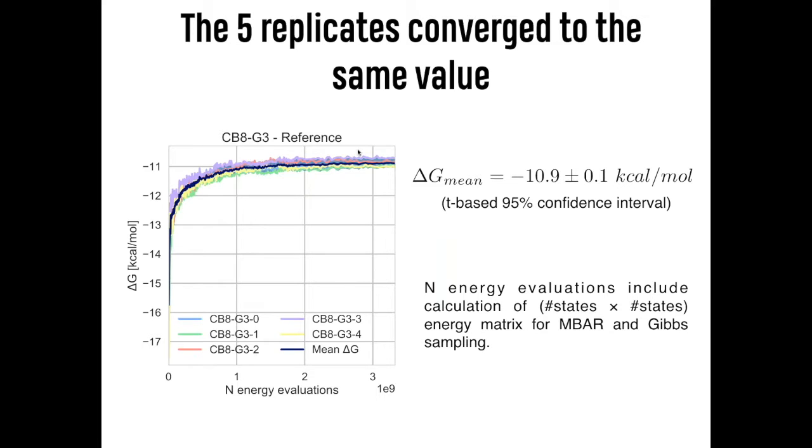Okay, the good news is that the reference calculation seems to have converged to the same value. We hope this is the right value, but this is already good news. So this is the mean free energy across these different replicates with 95% t-based confidence intervals. And the number of energy calculations here include also the calculations that we need to perform to compute the full energy matrix that we feed to MBAR and that we use to run Gibbs sampling very fast.